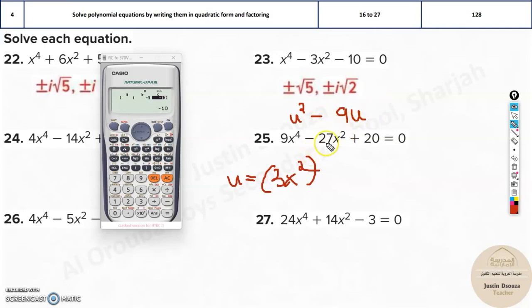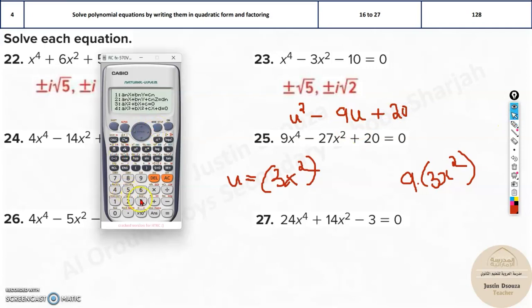How do you understand this? It's very simple. You have assumed 3x squared as u, so you have to just transfer the same thing over here. But remember, whatever the number is, divide 27 by that, because we can write 9 into 3x squared. When you multiply this, it's going to be 27x squared. So that's why I've written it like this. And then lastly, we have 20. This is a constant, it does not matter.